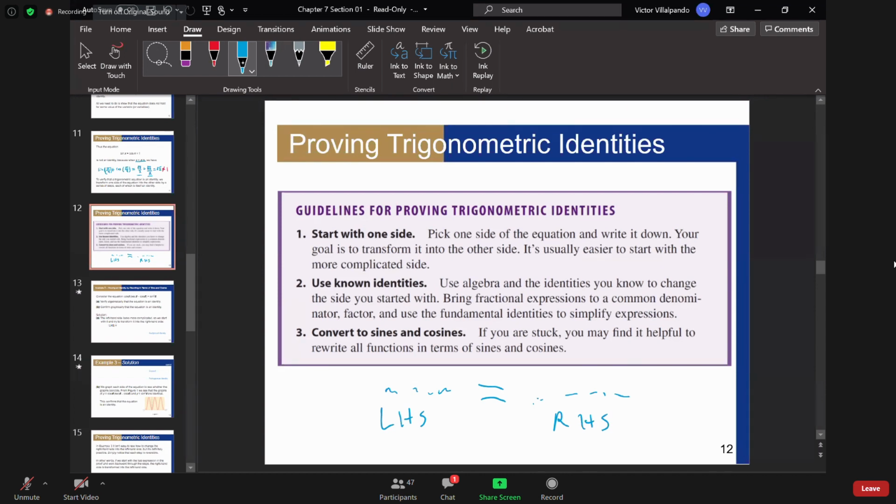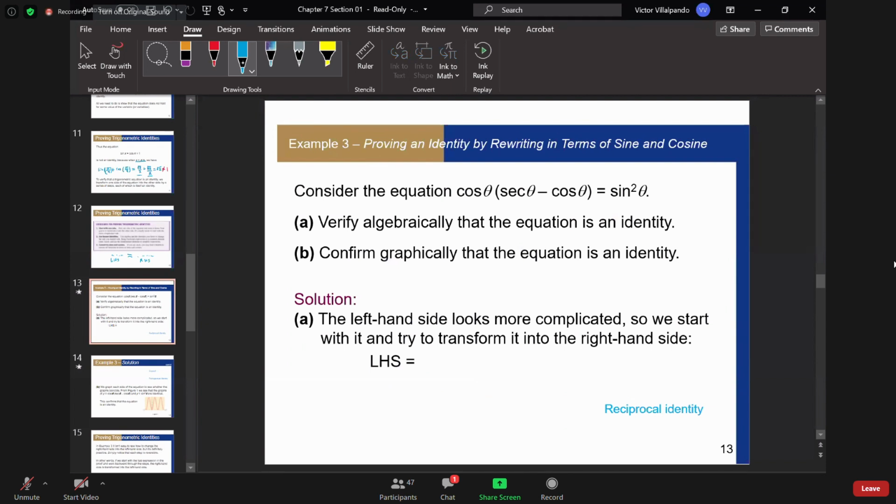If you are stuck, you may find it helpful to rewrite all functions in terms of sines and cosines and try to combine like terms. See if you have some sine squared plus cosine squared and common denominators and whatnot. So depending on what you have. The first example we'll be seeing on Wednesday is this one right here. All right, so we'll leave that to Wednesday.